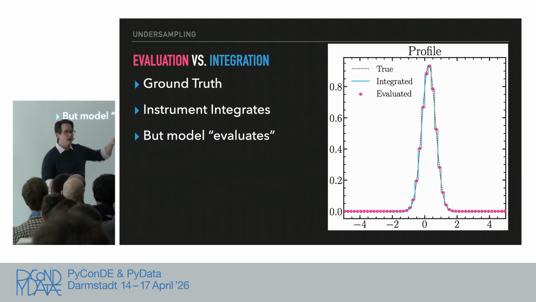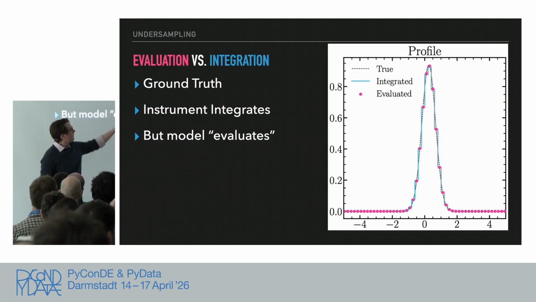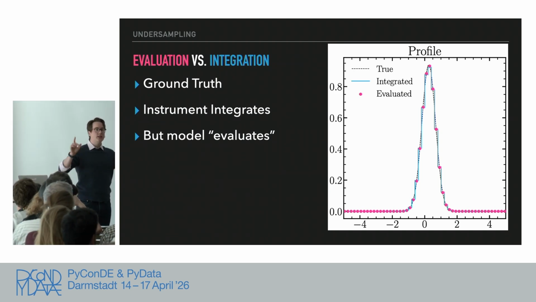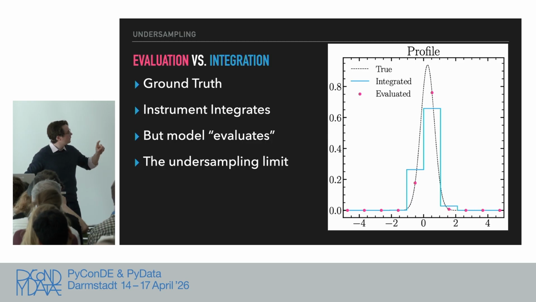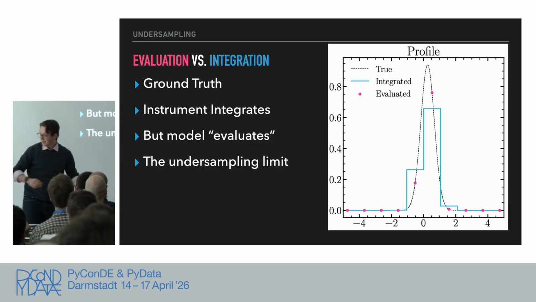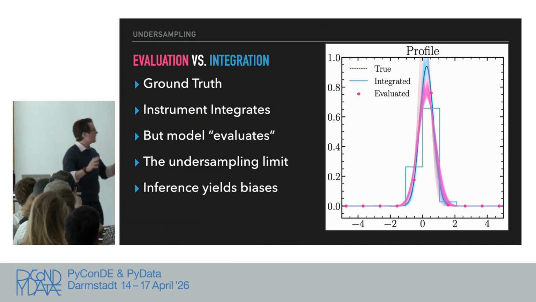Here are the integrated curves that mimic what the detector is doing, where the pixels lie. And the pink dots are what you actually evaluate the model to be. Now, this is all well and good until we make our pixel size big, especially compared to the size of the function. Can anyone see the problem here? Disaster. And so when we do inference on this, we actually get the wrong answer.